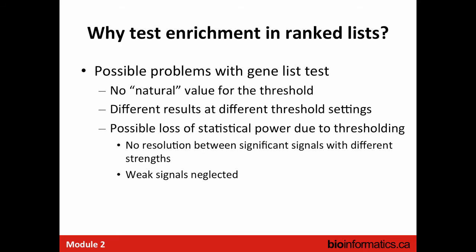And then there's also a possible loss of statistical power from the thresholding, right? So if you only look at the most highly expressed genes, maybe you're not able to detect signals that you would be able to detect if you reduced your threshold a little bit. Yeah? Are you saying that the enrichment gets around the problem of threshold setting? Yes.